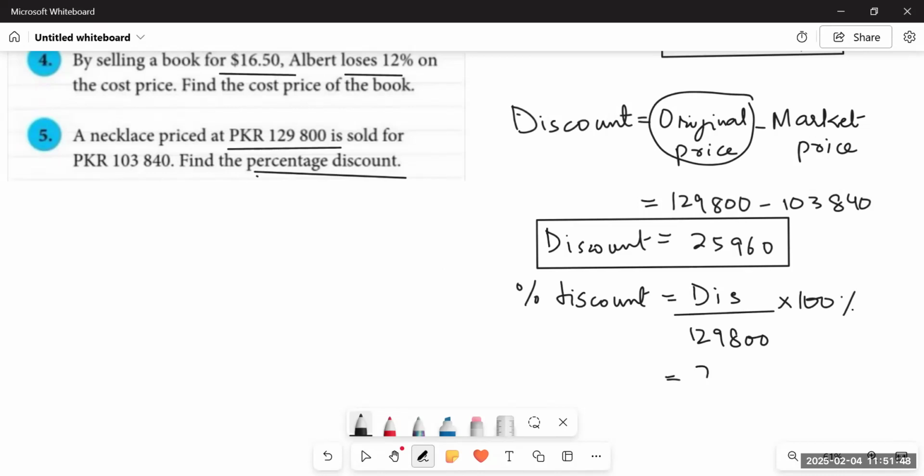So the discount given is 25,960, and we have to simplify it with 129,800 multiplied by 100%. So two zeros will cut the two zeros, and we will have the answer as 20%. It means a 20% discount has been offered. It means 25,960 is 20% of $129,800.